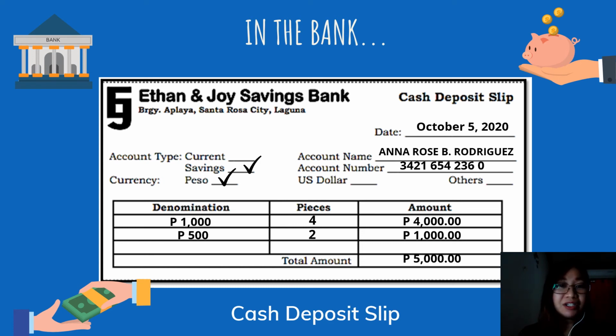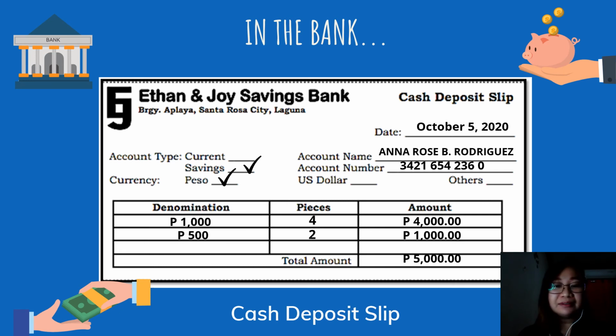For denomination, it is the bill that you have. For example, you have 1,000 bills and 500 bills. How many pieces of bills or denominations do you have? I have here 4 pieces of 1,000. And I have 2 pieces of 500s.